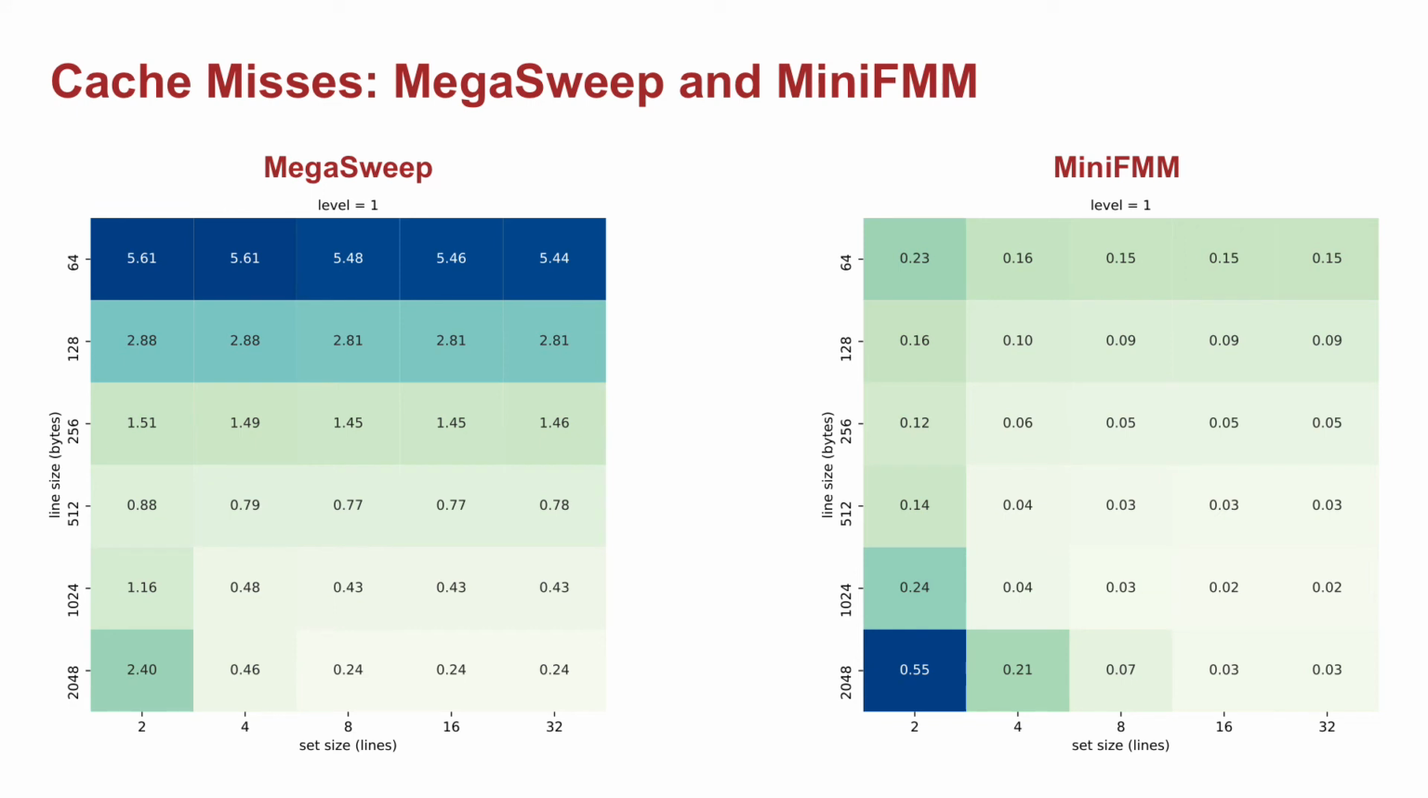The biggest improvement for Cloverleaf from using bigger sets was 3.4 times fewer misses, whereas for MiniFmm it was 18.3 times, both at 2048 byte lines. This slide shows similar heat maps with miss rates for MegaSweep and MiniFmm, both at level 1. We also observed an interaction between the line size and the set size when using longer lines.